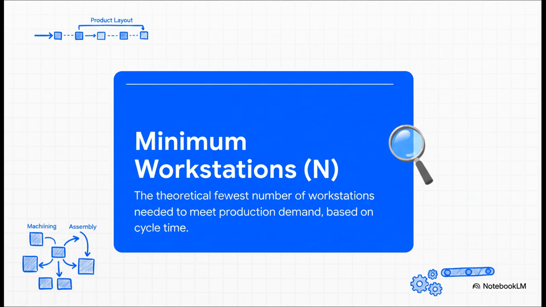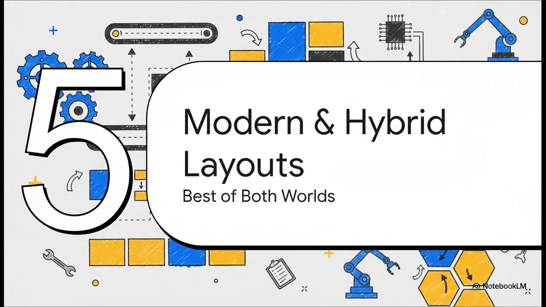This is called the theoretical minimum number of workstations, or N. You find it by adding up all the individual task times it takes to make the product, and then you divide that total by the cycle time we just calculated. This gives you the perfect starting point for your design, the absolute fewest stations you could possibly need to meet your production targets. All right, let's move into our final section, modern and hybrid layouts.